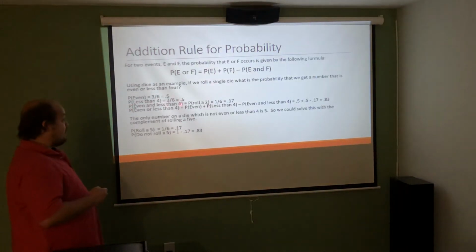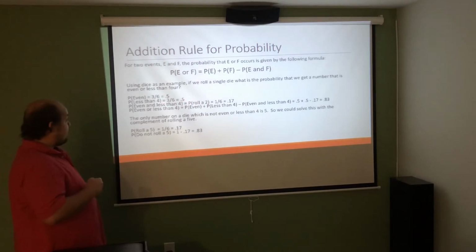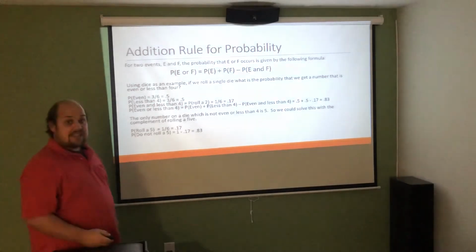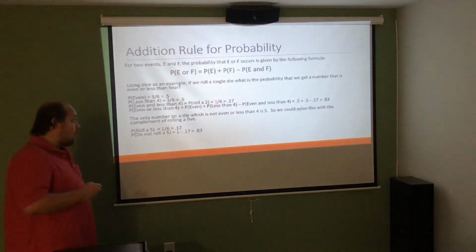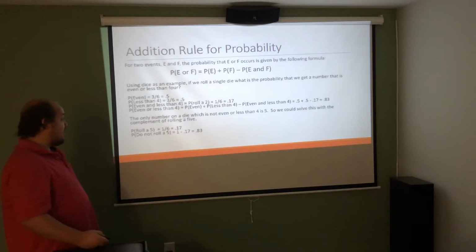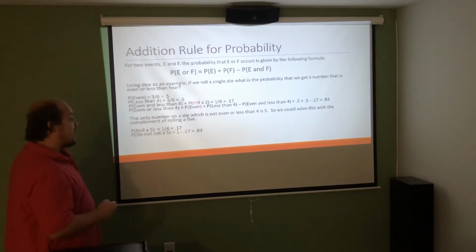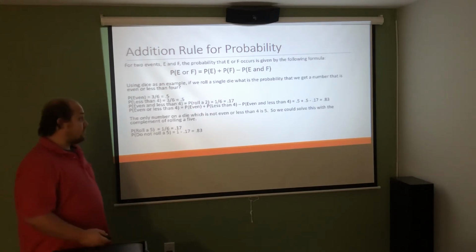Whereas, if we do it as the probability of doing both, roll an even number and get a number less than 4, all that counts in that is rolling a 2, or 1 out of the 6 outcomes, for 0.17. If we subtract that out, we get to the right answer, 0.83, because we add 0.5 plus 0.5, but subtract rolling a 2, which was counted in both sets. It was counted as an even number, and it was counted as a number less than 4.